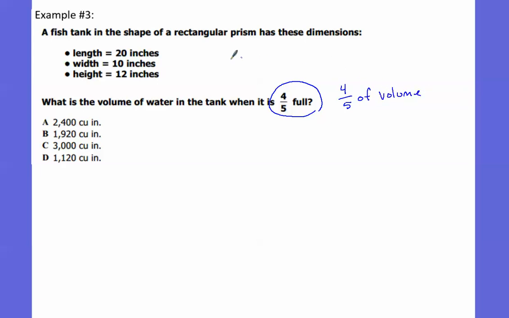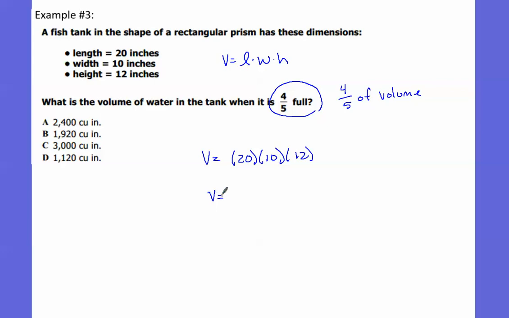And I know I'm looking at volume because we're talking about filling with water. We're going to multiply our final volume by 4/5. Well, we're going to look back at our formula sheet. We're going to find that the volume of a regular pyramid is going to equal the length multiplied by the width multiplied by the height. This is going to be that volume is going to equal 20 times 10 times 12.